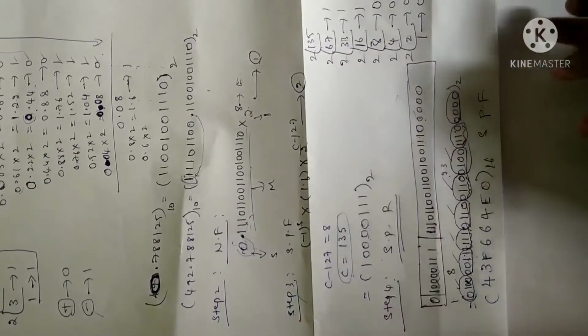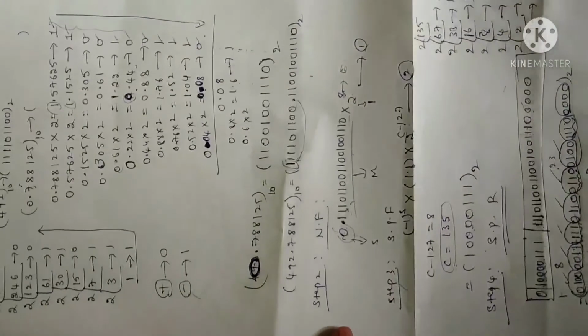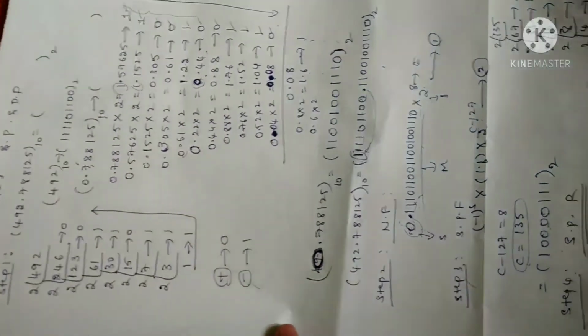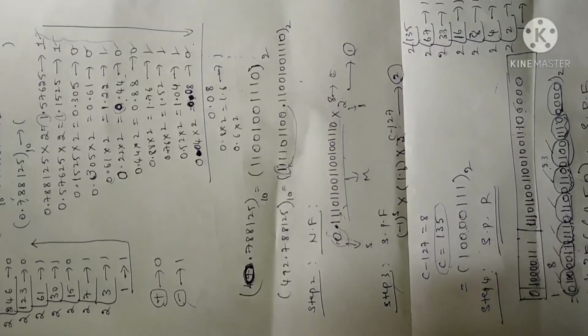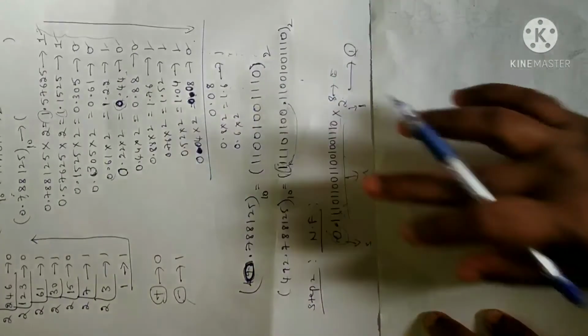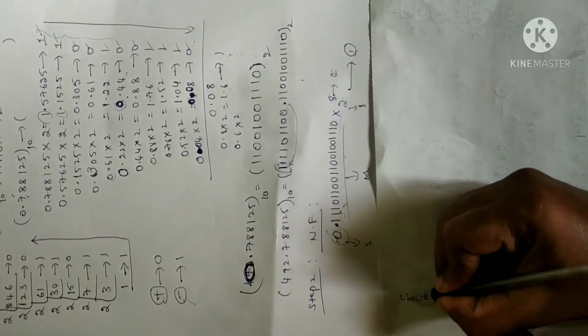Now let me represent the same number in terms of its double precision. As I already told you, step 1 and step 2 are the same for double precision as well. So I'm going to continue with that and solve the same for double precision. Write down step 1 and step 2, same procedure. Now I'm going to start with step 3.